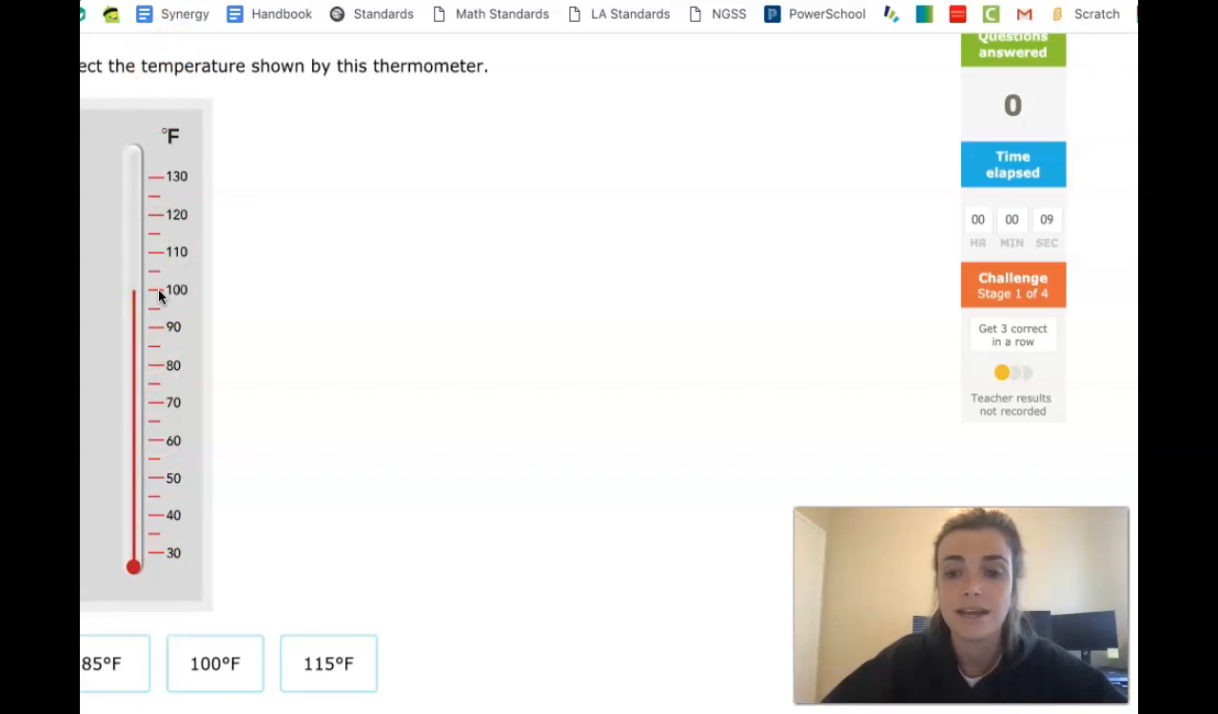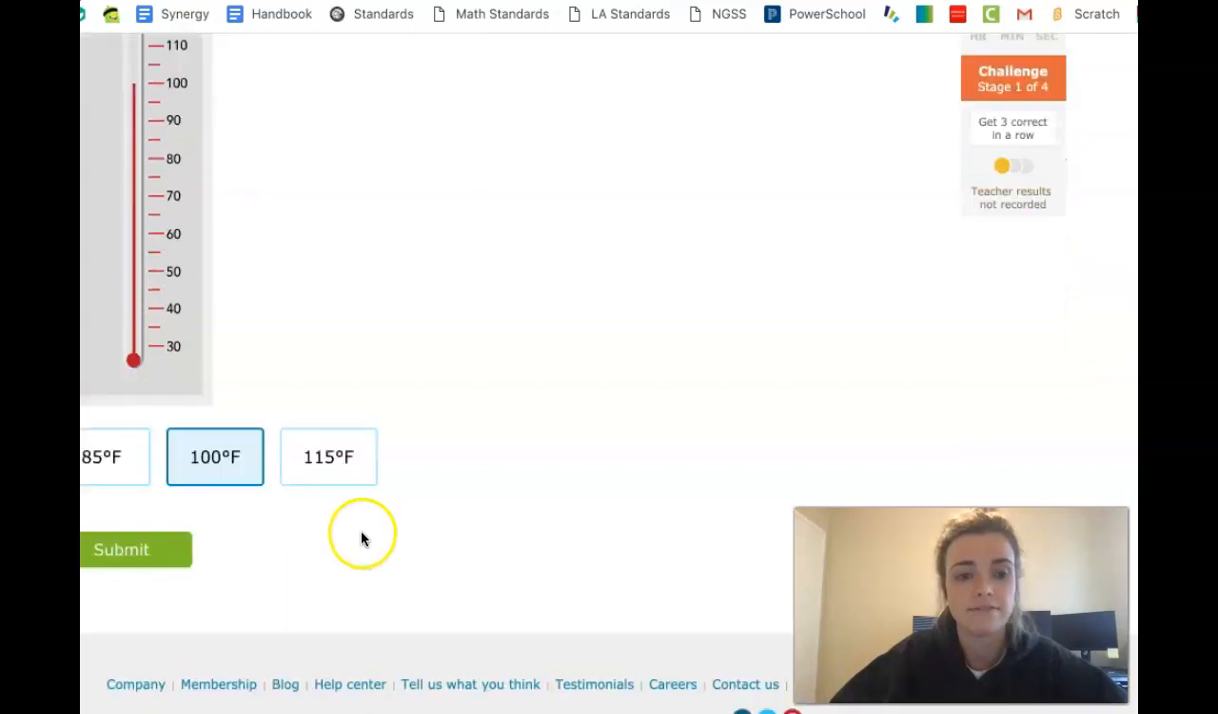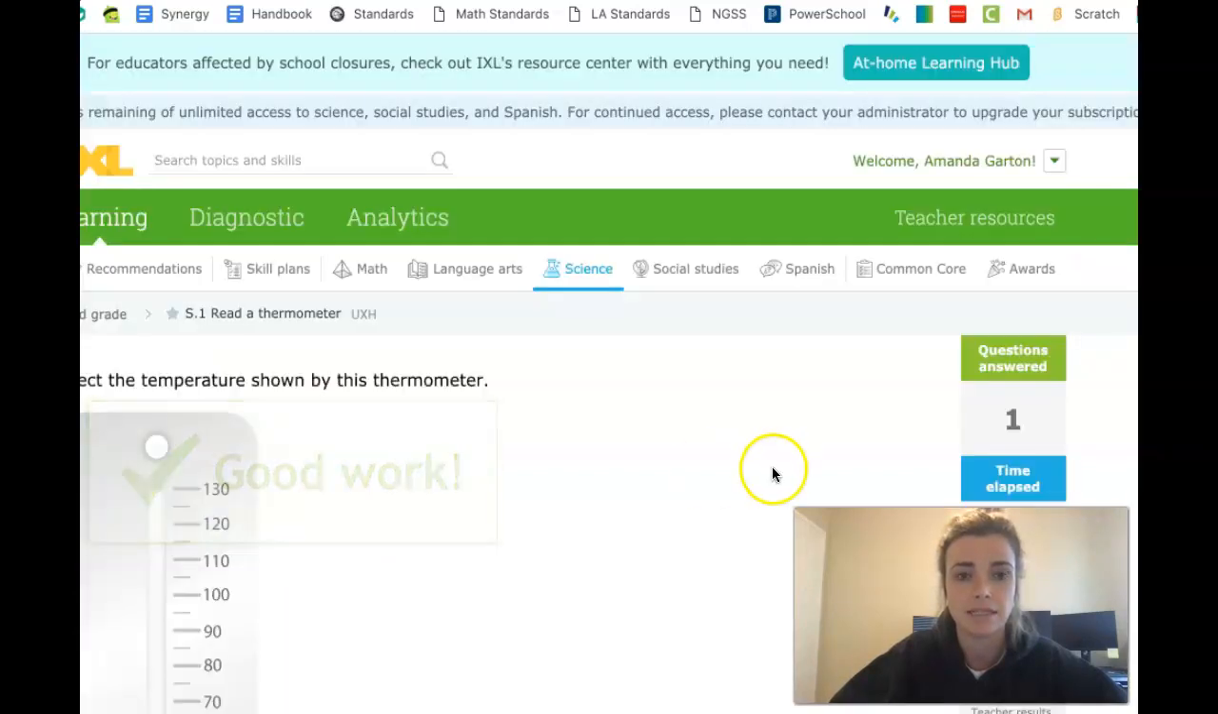So on this one, now you have to think about this. It's just like a graph. So as you're doing your number lines for fractions, this essentially is a fraction on a number line. So I'm going to go up to here. I'm going to follow the temperature all the way up and go across, and it is 100 degrees Fahrenheit. And I'm going to click submit.